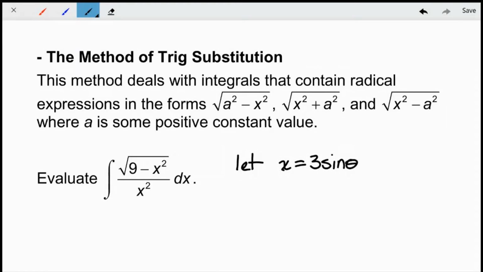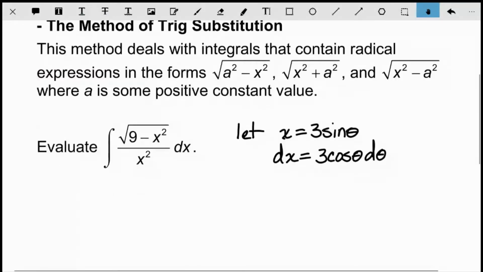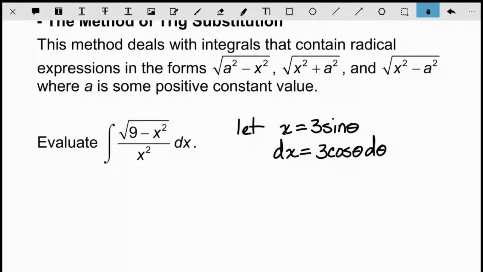And if we do that, that means our dx would be equal to 3 cosine theta d theta. Now, remember when we did a u substitution, we kind of did the same thing, except we would have said u is equal to something, and then we would have gotten a du is equal to something times dx. We're doing a similar type of setup, but this time we're coming up with an expression to plug in for x, as opposed to having, say, your u is 9 minus x squared and your du is negative 2x dx. So it's a slight modification of the method we used before.